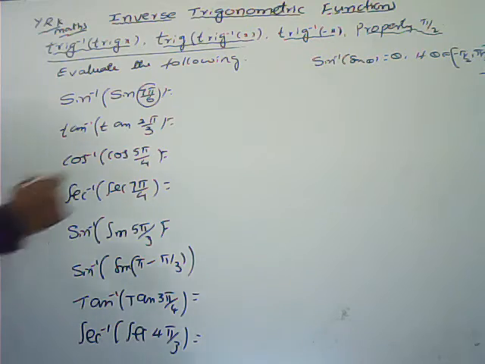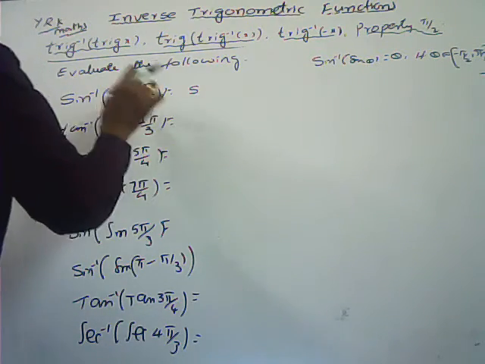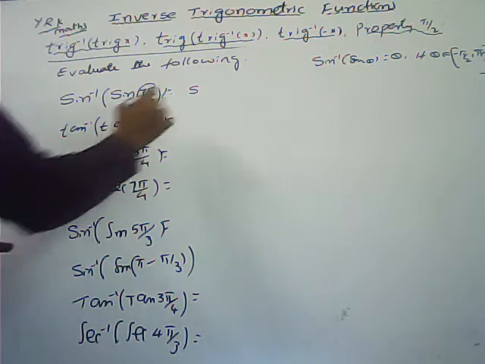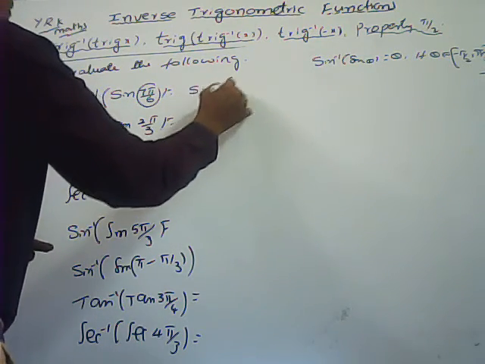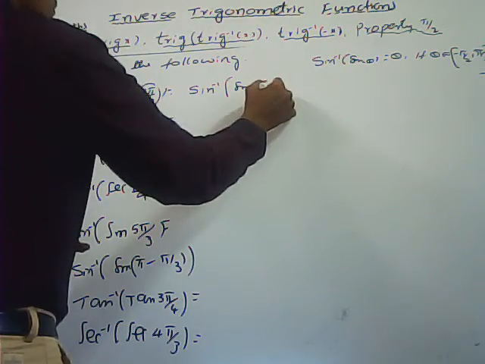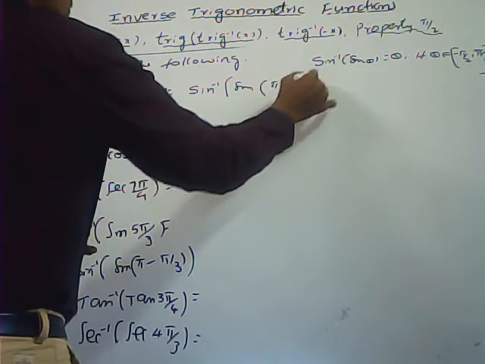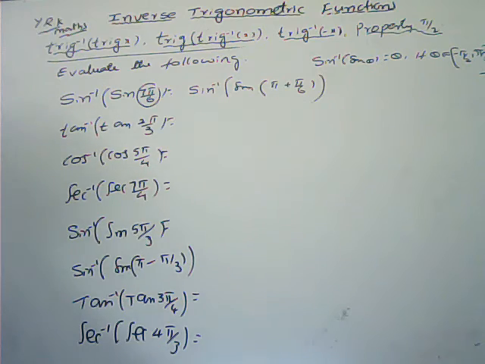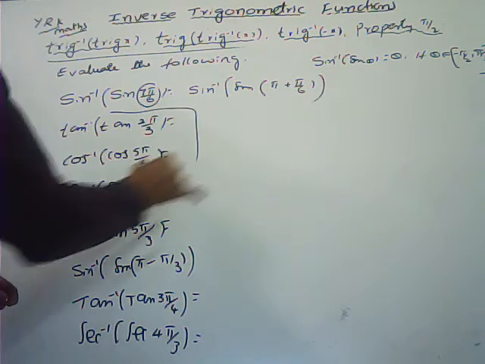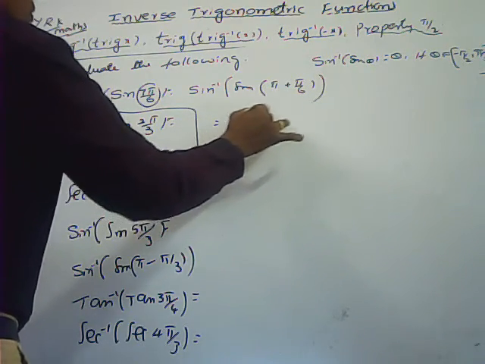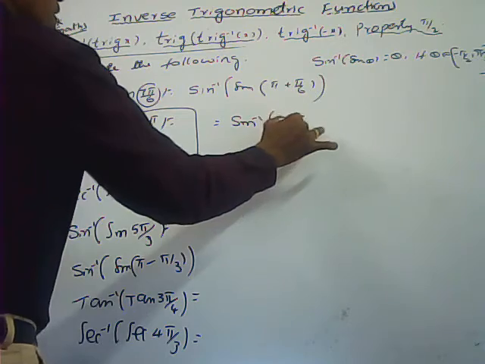So what to do here? Whatever the angle given, we have to restrict that angle into minus pi by 2 to pi by 2. So sin inverse of sin, how to write this one? 7 pi by 6 we can write as pi plus pi by 6. In terms of pi or 2 pi only we can express everything. Now sin inverse of sin of 180 plus theta is minus sin theta.